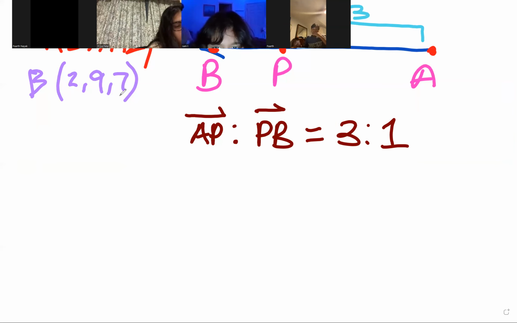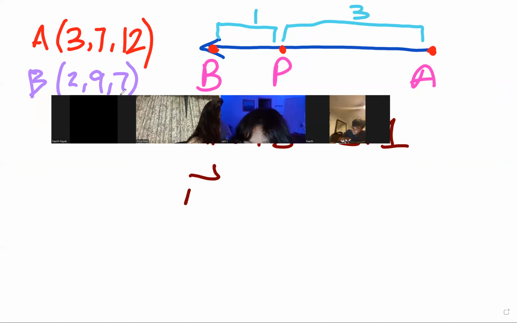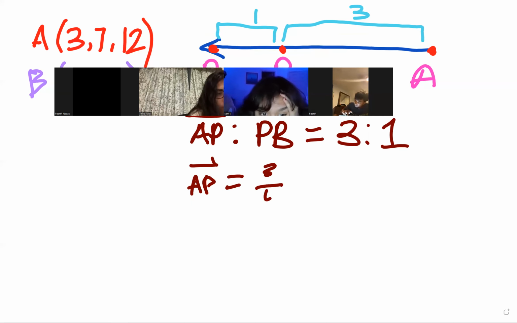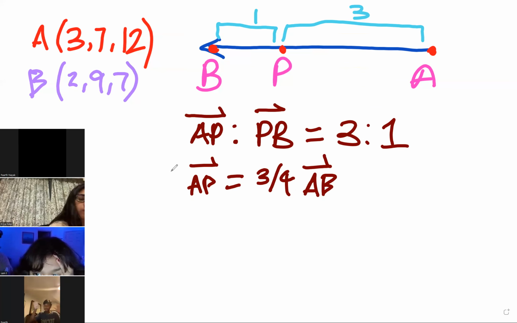So since you know that AP is 3 and PB is 1, then you also know that AP is going to be 3/4 of AB, right? And you know that because the whole thing, AB, is 4, and then P splits it in a ratio of 3 to 1. So that's the way to summarize this question. So AP is 3 and AB is 4. So 3 is just 3/4 of 4. Simplest way to put it.